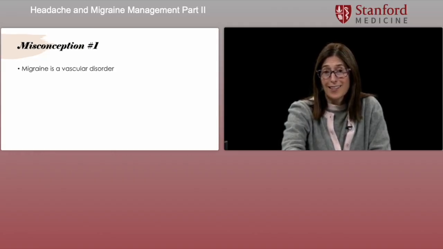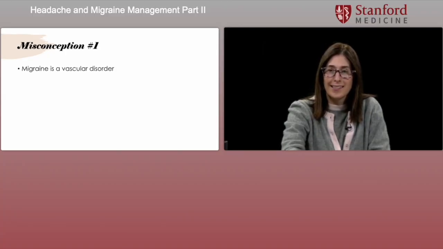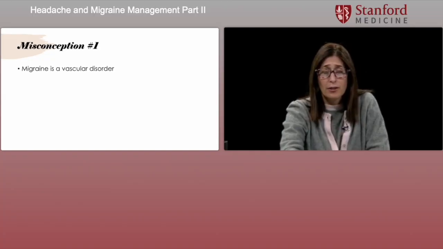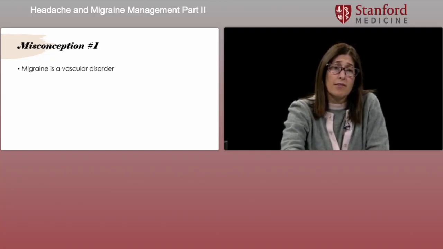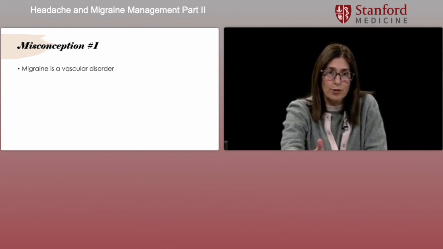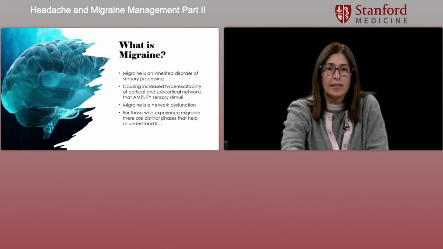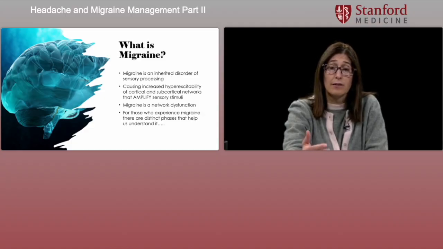Another misconception, again, sorry it's out of order, but another misconception is that migraine is a vascular disorder. And many patients come to me and they're concerned that there's something wrong with their blood vessels because they're having headaches. And while there are some headaches that are the result of vascular issues, in general, migraine is what we talked about, this inherited disorder of sensory processing.